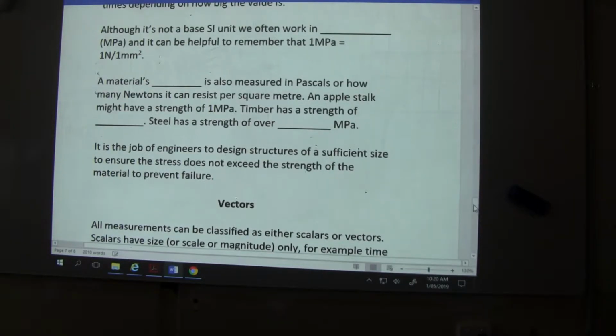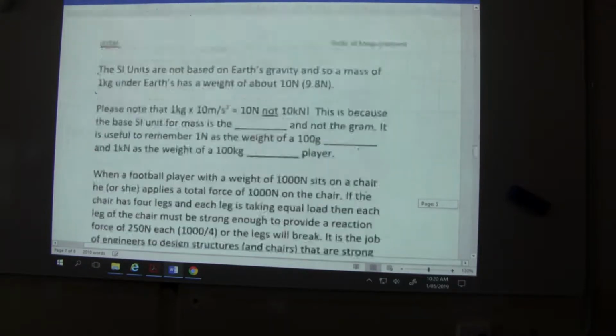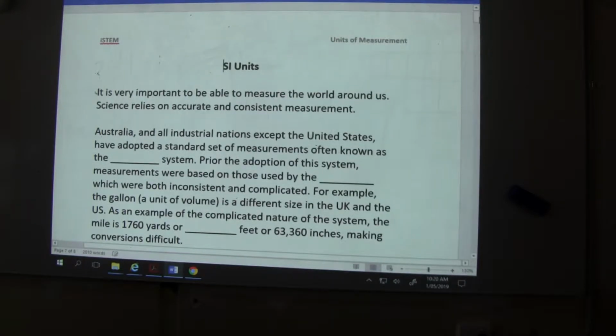So, you should be getting a handout that you're going to follow along with me, and I'm going to answer those things on the board. Now, I will be reading. I appreciate that you can read as well, but sometimes it's helpful to have things read out, and I will add a few points as we go.